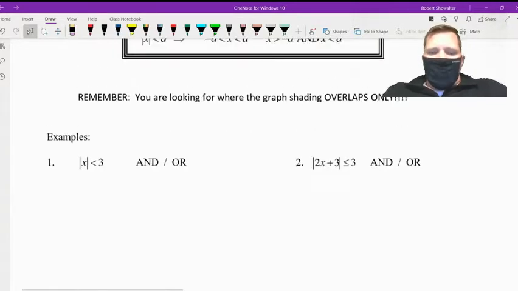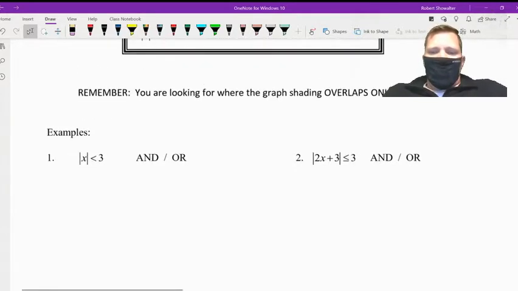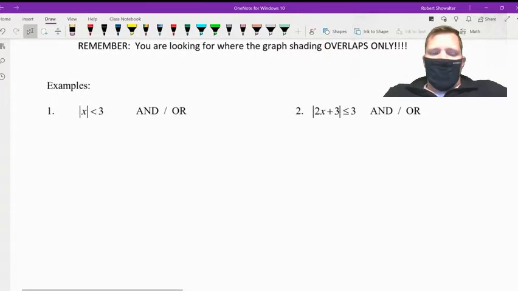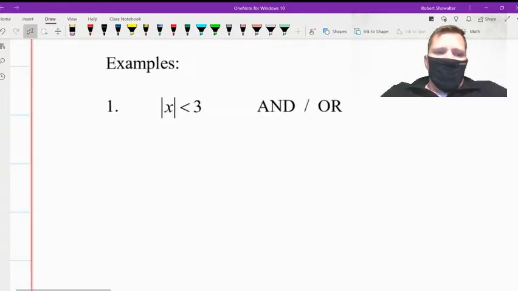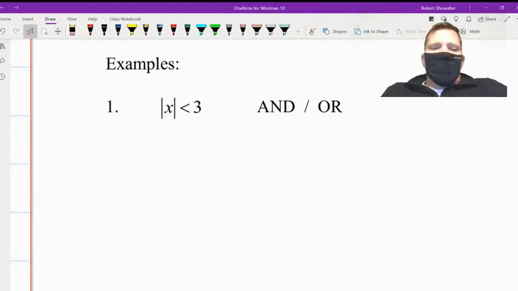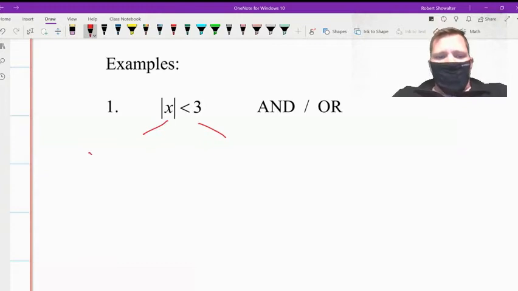We're going to skip the explanation as to why it works, just to get you to dig into the situation. So when we have the absolute value of x less than 3, when we go to solve it, if it was an equation, we would split it, right? We would have the positive side, and we would have the negative side.